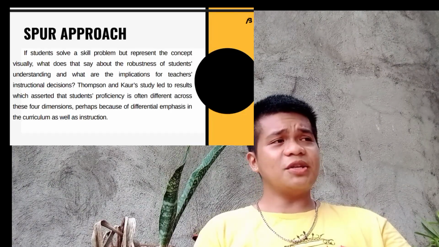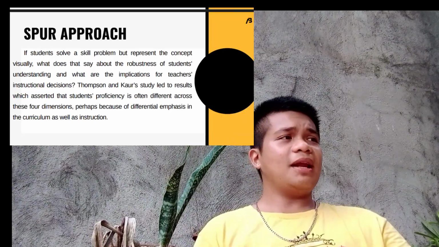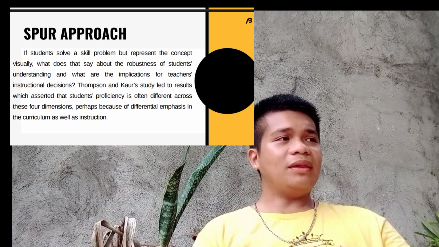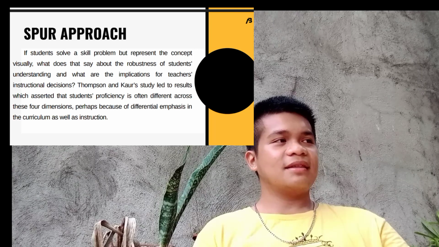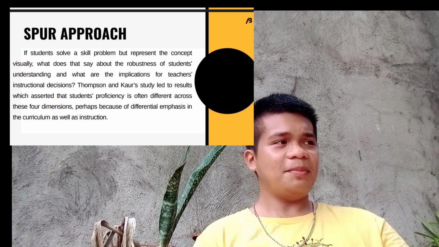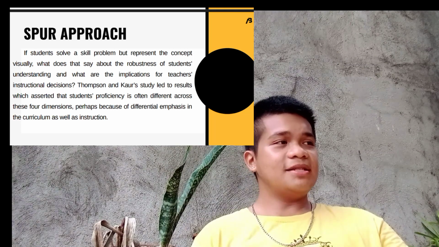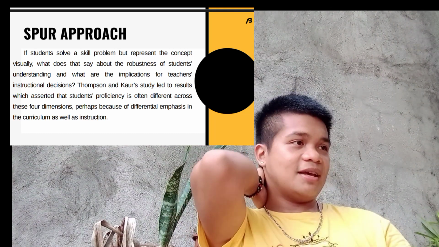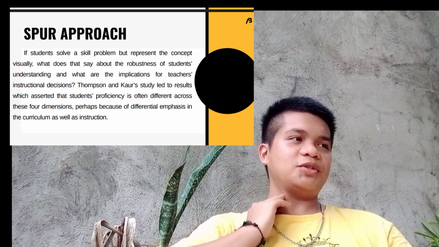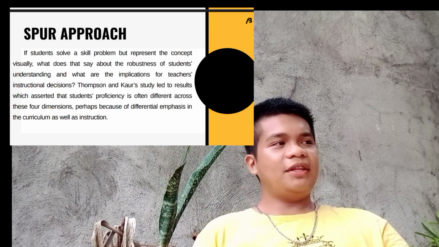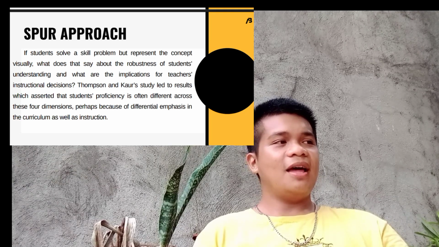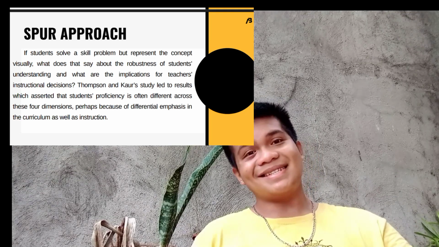So, if the students solve a skill problem but represent the concept visually, what does that say about the robustness of students' understanding? What are the implications for teachers' instructional decisions? Thompson and Kaur's study led to results which asserted that students' proficiency is often different across these four dimensions, perhaps because of differential emphasis in the curriculum as well as instruction.